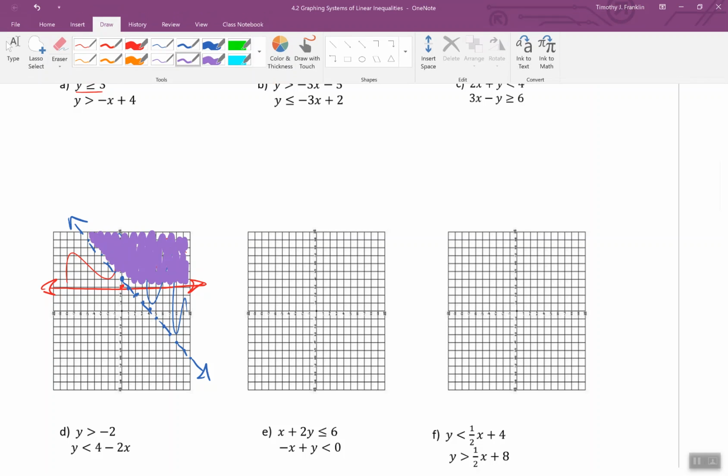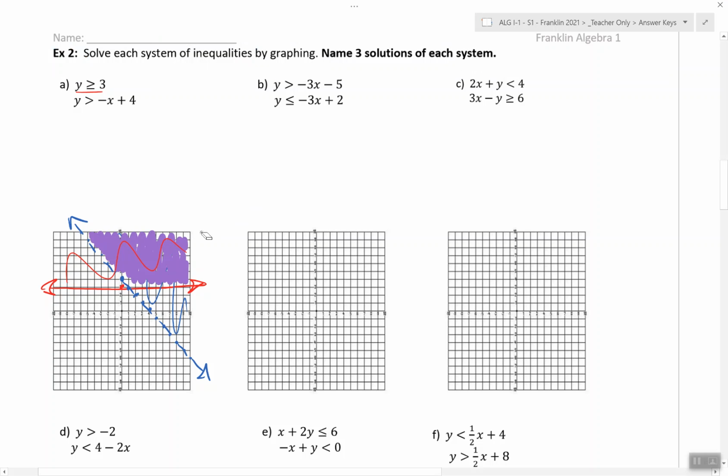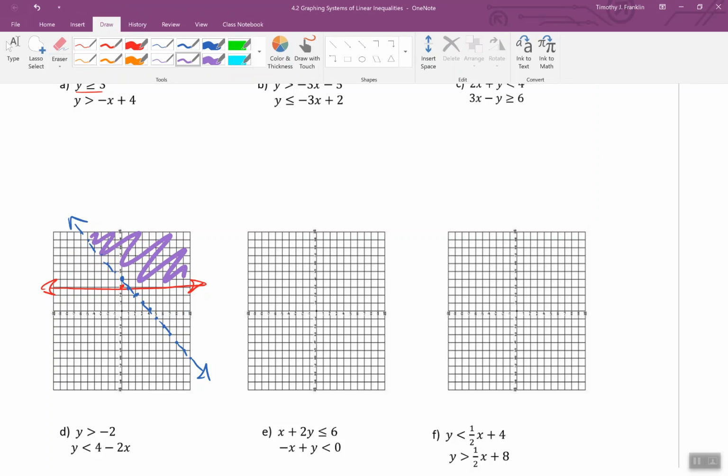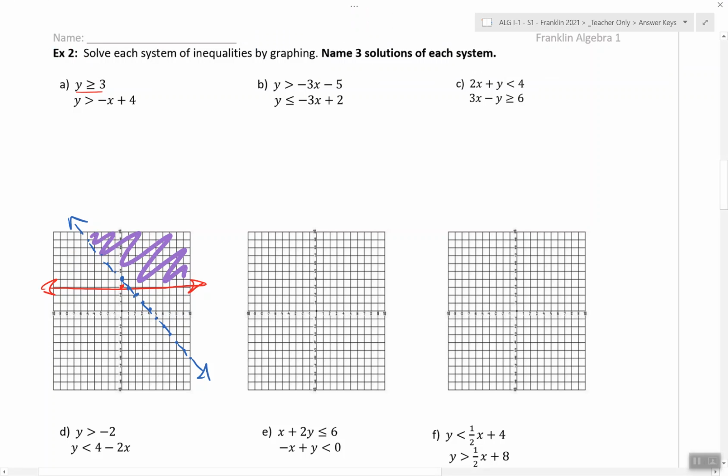And that might be a little too solid just because I want to be able to see the points. So let's just shade like that. Now I have to name 3 solutions to this system. So I'm just going to pick any 3 points in this shaded area. So let's maybe 3, 5. I'll pick one on the solid line. So 8, 3 is fine. Because remember, the points on the solid line are part of it. But points out here on the blue dotted line, those would not be included. And then just for my third one, let's just say negative 2, 6. Any 3 points in the shaded region.